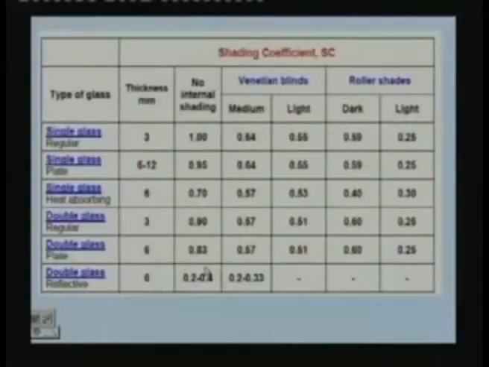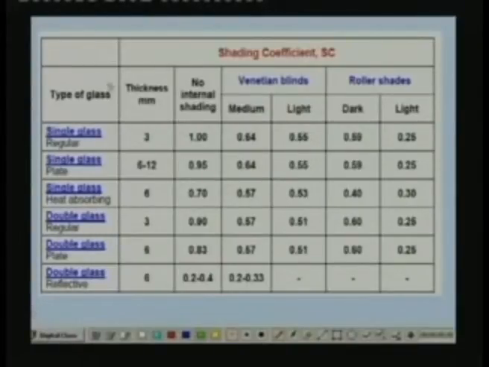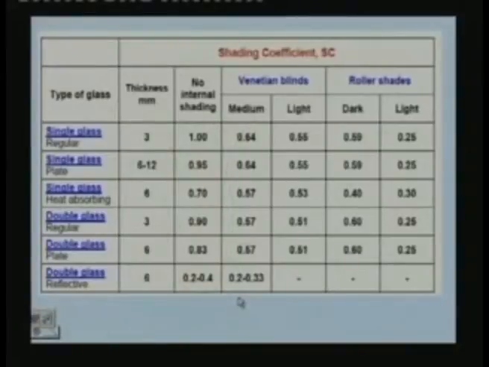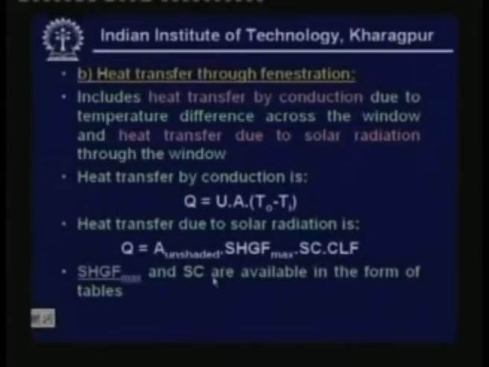The next table shows the shading coefficient values. As I have already said, the shading coefficient considers the type of the glass, whether it is a single regular glass or heat absorbing glass or double glass, and for different thicknesses. If you do not have any internal shading, this is the shading coefficient value, and if you have any internal shading such as Venetian blinds or roller shades, these are the shading coefficient values to be used. So, this is as far as shading coefficient and SHGF max are concerned.